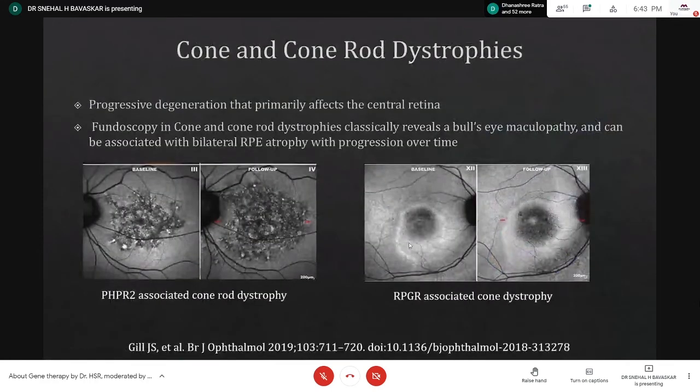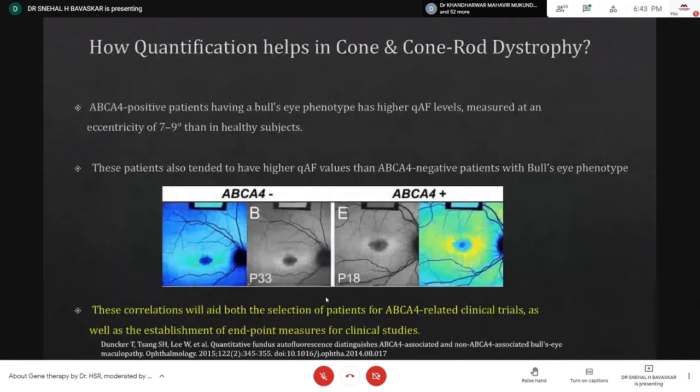So coming to cone and cone rod dystrophies. The 3 main genes which cause cone and cone rod dystrophies are ABCA4, PRPH2, and RPGR. They classically reveal a bullseye maculopathy, and it can be associated with bilateral RPE atrophy. So how does quantification actually help in cone and cone rod dystrophy?